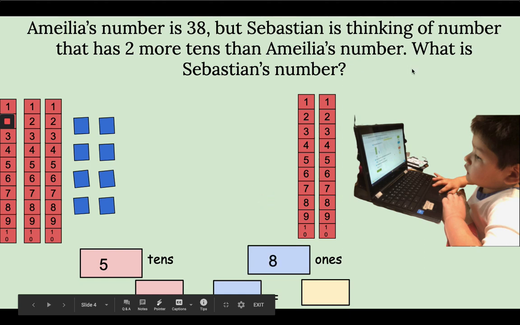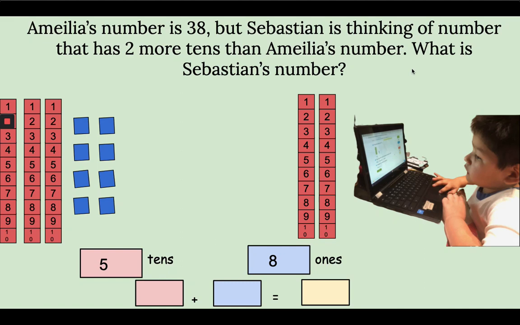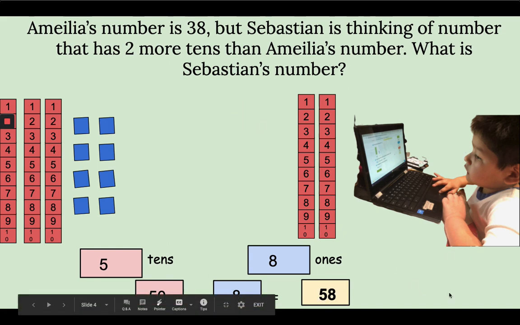Excellent. So now, this is pretty much what we've been doing, right? I see 5 tens and 8 ones. What is 5 tens written in a number? That's right, 50. And what about 8? 50 plus 8 is 58. So 58 is the number Sebastian is thinking of.